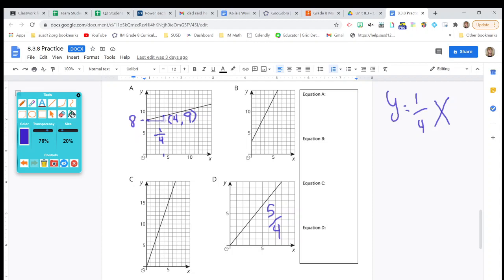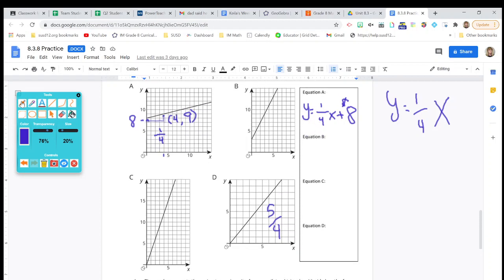Now let's write an equation for graph A. It is y, the money in the cash box, equals 1/4 times the number of tickets sold plus there is a y-intercept. It starts at $8 in the cash box. We know that now. They didn't tell us that, but we can figure that out by the graph. It starts at $8 in the cash box. Okay, let's keep going. I'm going to erase that and go on to the next one.